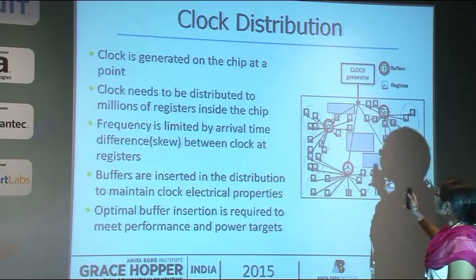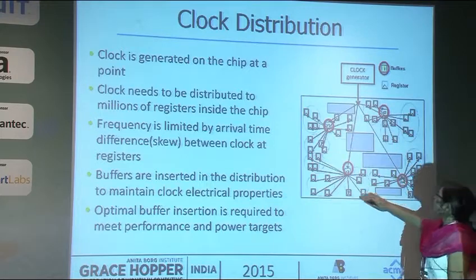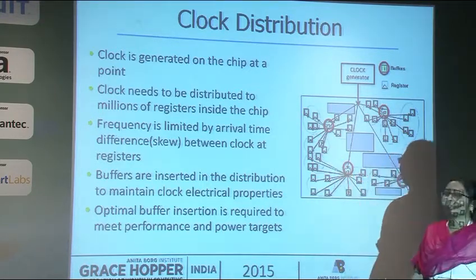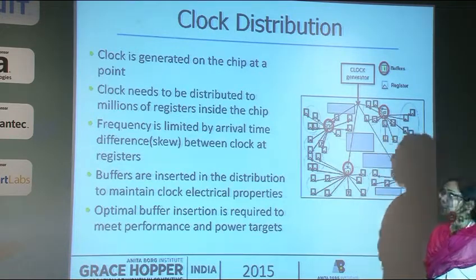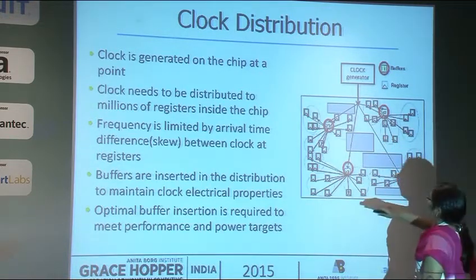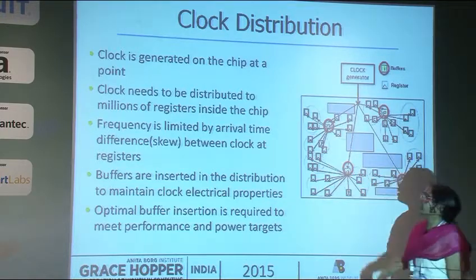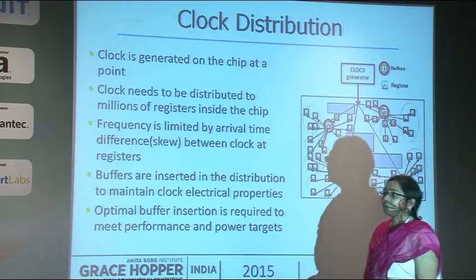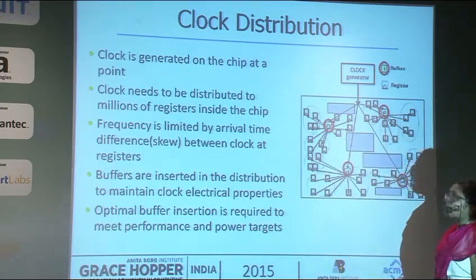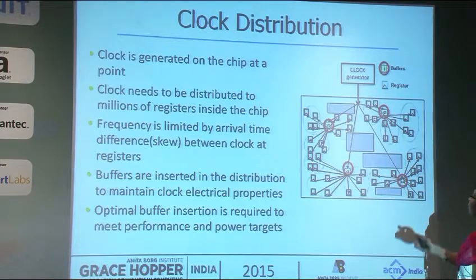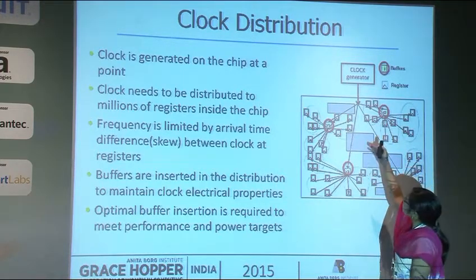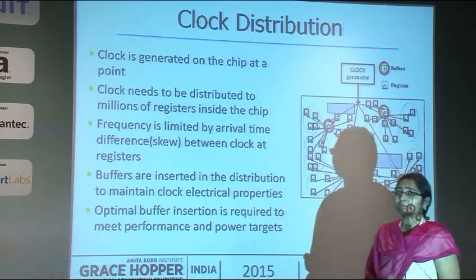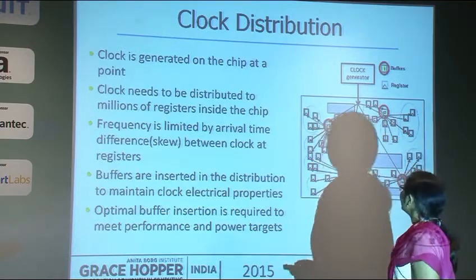But the arrival times at these flops should not differ by much. That is generally called the skew of the clock. If skew is more, our frequency will be limited. So to maintain the frequency, we have to use optimal insertion of these buffers. We will see in more detail in the coming slides how to place buffers optimally in the distribution.